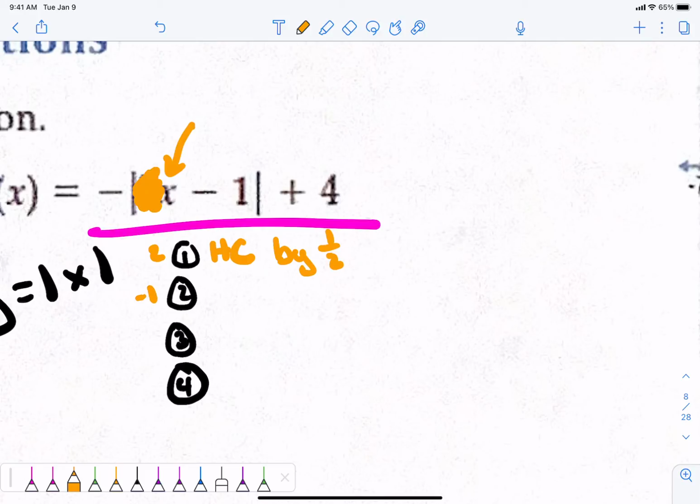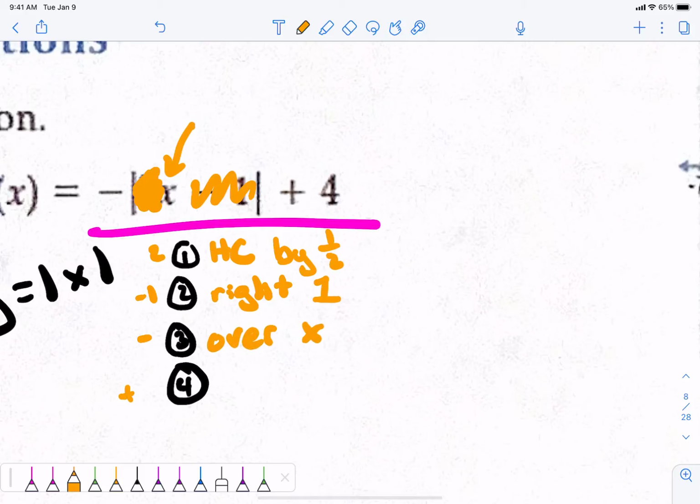How does the 1 move it? To the right 1. Okay, now that's done. Now, the parent function doesn't count; you would take the absolute value, but that's a part of the parent function. Would I apply the negative or add the 4? Apply the negative. How does the negative move it? It reflects over x. And adding the 4 is the last thing, up 4. Those are pretty simple rules, right?